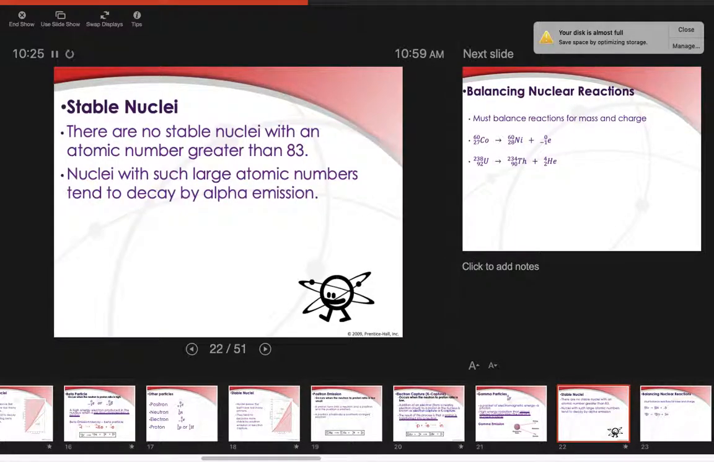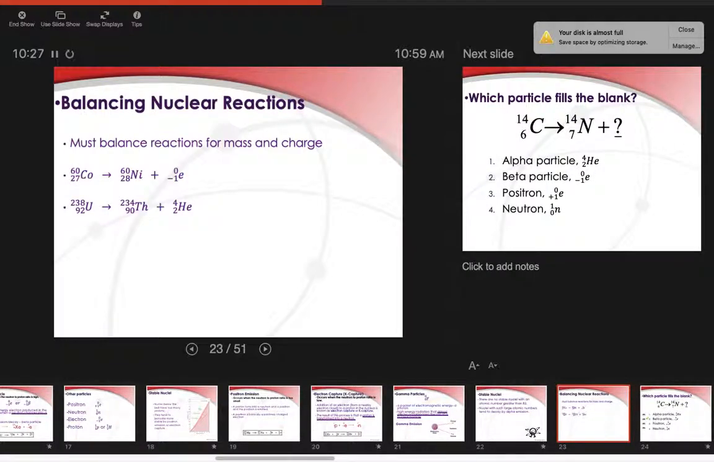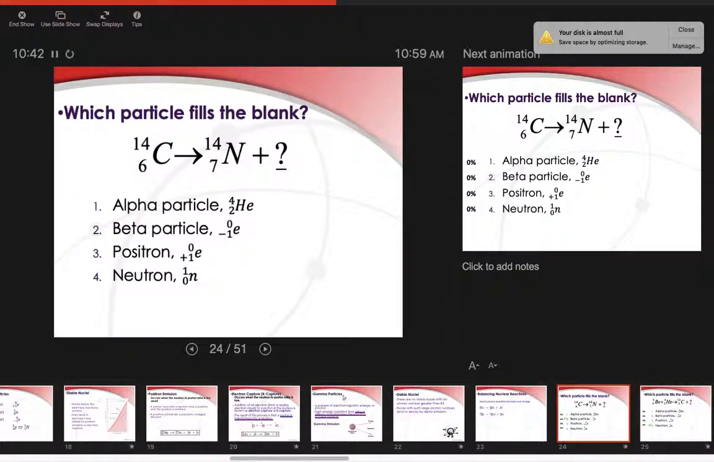So, okay, balancing nuclear reactions. This is a skill you need for the AP test. It's easy, right? All we're doing is making sure the tops balance and the bottoms balance with the numbers. That's all there is. So let's look at this one. What would go in the blank? An electron. A beta particle. Beta. Because the top already has the 14, right? And so we need 0 over here, and we need a -1 so that -1 plus 7 is a 6.